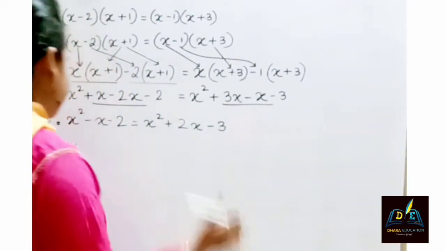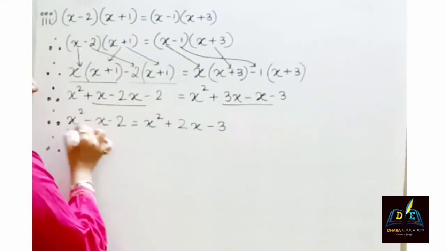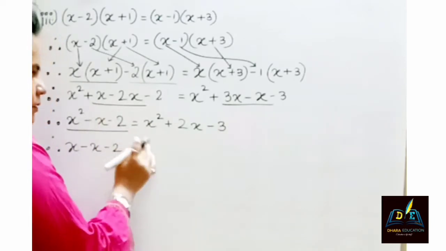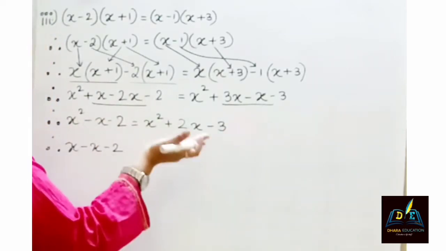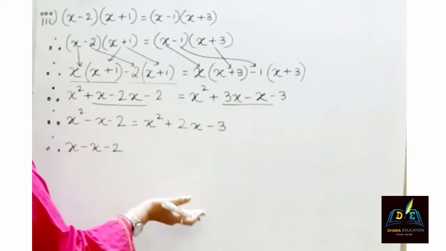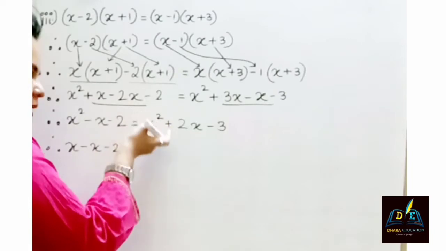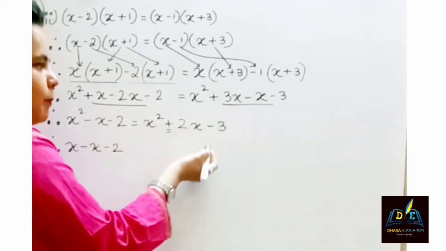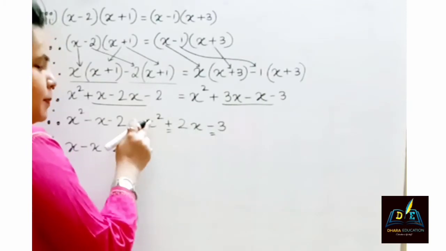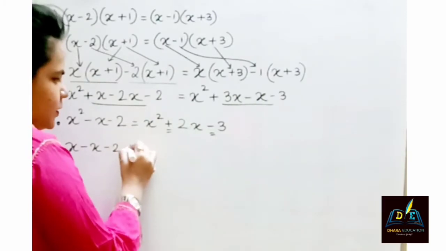So let's start. First we write this as it is, and then whatever we are shifting from right hand side to left hand side, we make sure that all the signs are opposite. Okay, so here plus x square is there, so here I will write what?